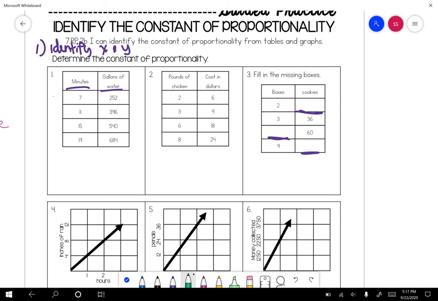All right, so after you identify x and y, the second thing you're going to do is calculate the unit rate of each pair. So each pair of values is what I mean by that. And third, let's do blue. Third, if all are equal, it means that they are proportional.